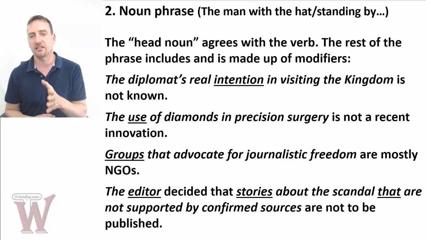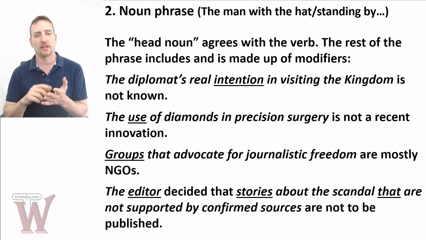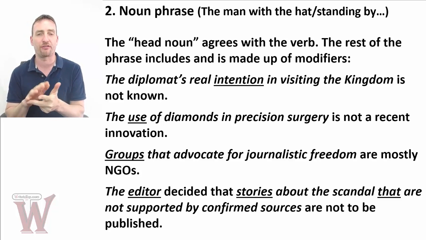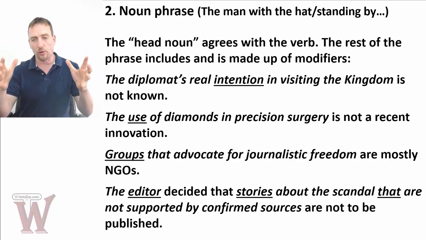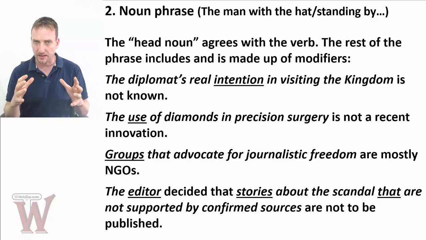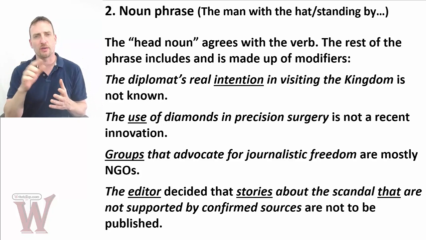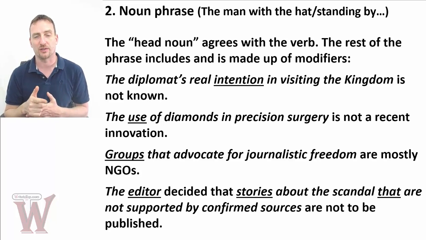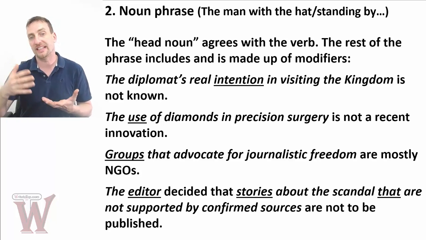The diplomat's real intention in visiting the kingdom is not known. Now, here you have a few things. Diplomat, intention, and kingdom. You have three nouns. But the whole phrase, okay, so this is the noun phrase, the diplomat's real intention in visiting the kingdom. This is your noun phrase. The whole thing works together to make the subject. But the verb can only agree with one of these nouns. It can't agree with all of them. It agrees with intention, which is singular. That's why the verb is.